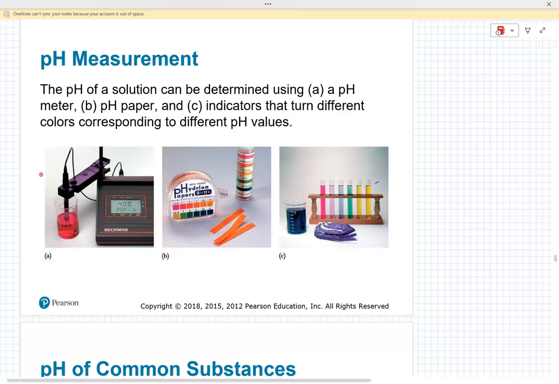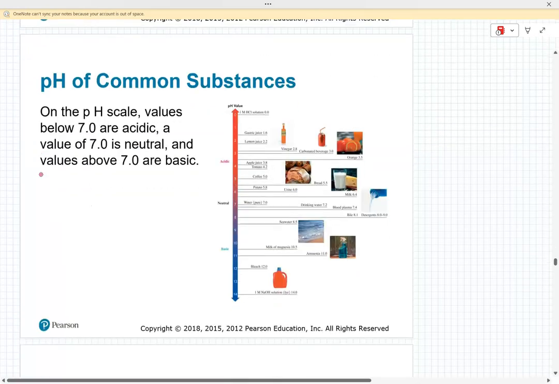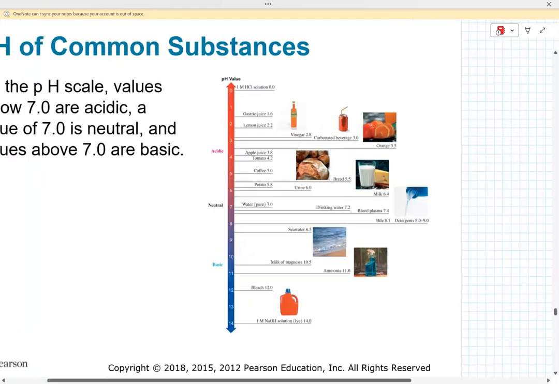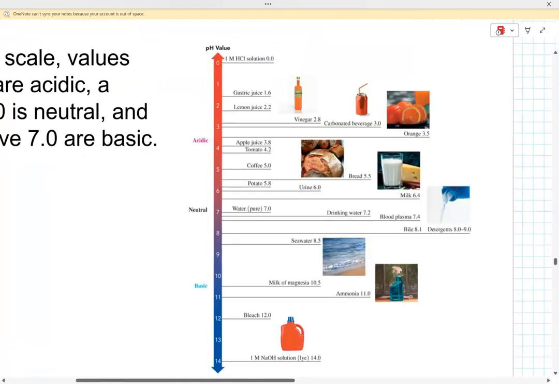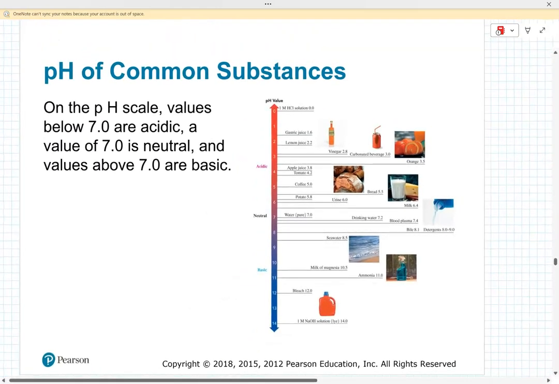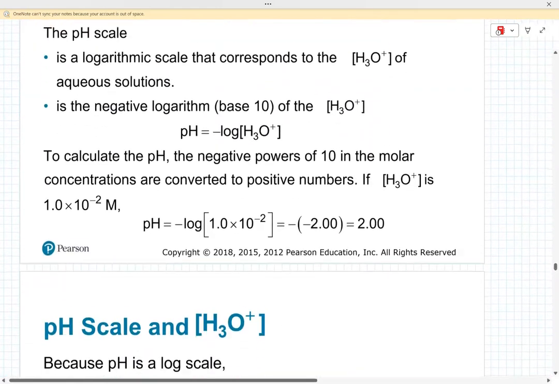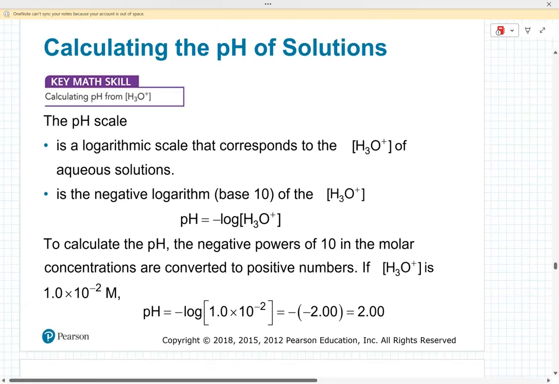You can use indicators like this, but you can imagine that it's very cumbersome and inconvenient when you have to prepare a series of dilutions. I'm not going to spend a lot of time on this graph. Nobody's going to ask you what the pH of apple juice is on the exam, so don't worry about that. We're going to jump straight to the calculation. This is what we did at the beginning of the lab on Monday. Remember when you approached me asking how to do the pH calculations?